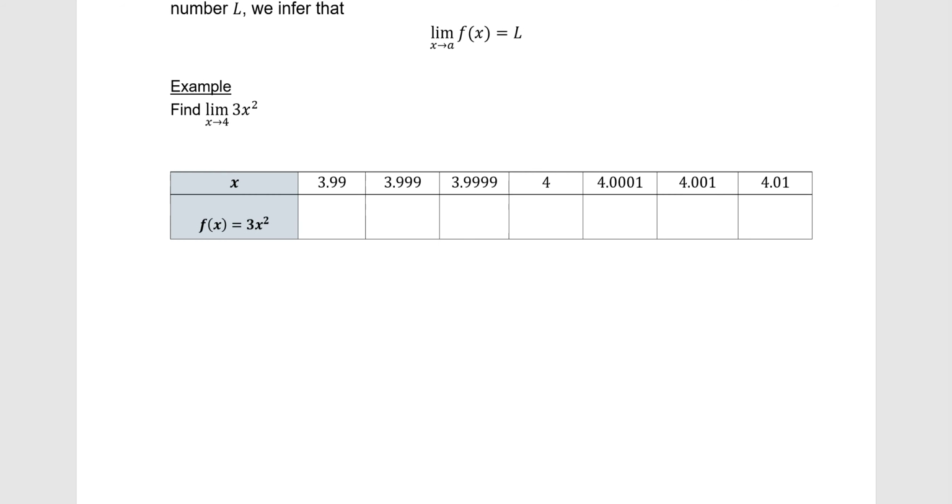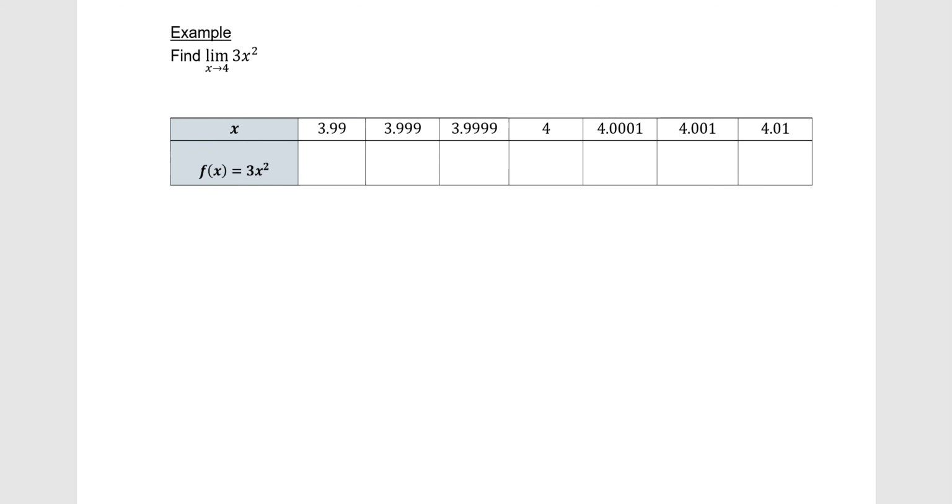And if the limit from the left side and the limit from the right side are both going towards the same number, then that number that they are approaching will be the answer for the limit. So let's go ahead and see this example. Find the limit of 3x squared as x approaches 4. So we see that x is approaching 4 from the left. We have 3.99, 3.999, 3.9999, and then from the right, 4.0001, 4.001, and 4.01. So we have values very close to 4, but not quite 4.